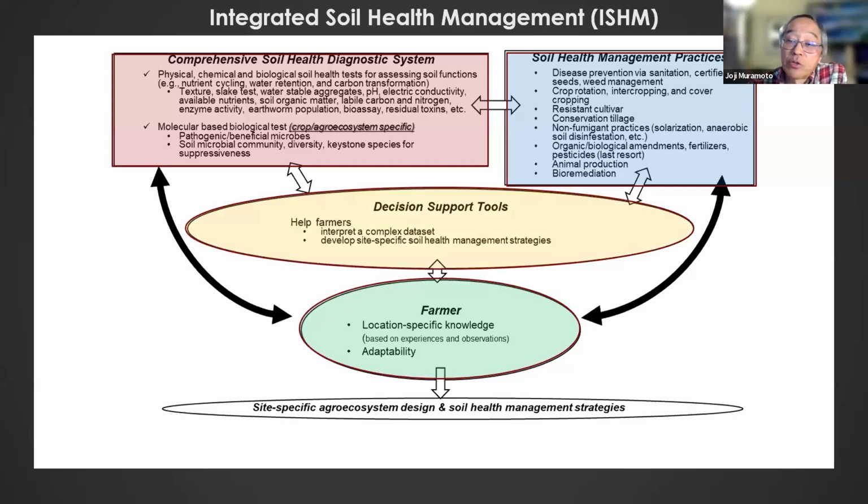Lastly, decision support tools will assist growers in developing site-specific soil health management strategies based on their goals, knowledge, environmental conditions, available management practices, results of soil health diagnostics, and other factors. Roles of decision support tools can be substituted or enhanced by agricultural professionals, consultants, and/or farmer-to-farmer networks.